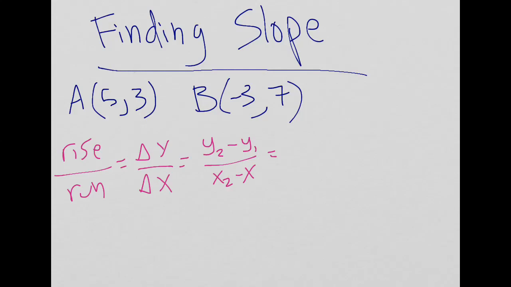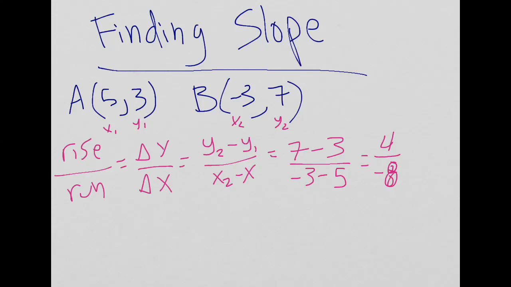And all this is saying is choose one of your points to be your first point. So let's say point A is our first point. So with point A, we have x1 and we have y1, the x value and the y value. And then with point B, we have x2 and y2. And now we just want to substitute those in. So let's go 7 minus 3 divided by negative 3 minus 5, just like that. And we can simplify. 7 minus 3 is 4. Negative 3 minus 5 is negative 8.